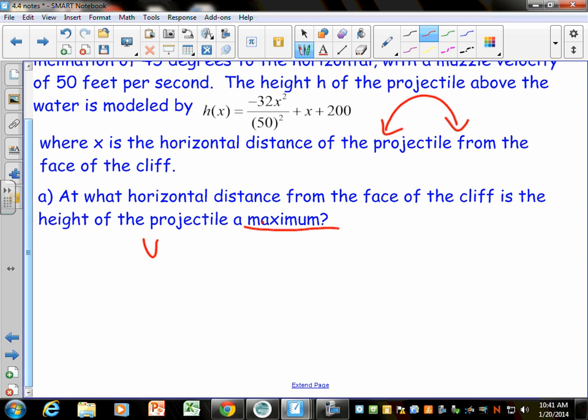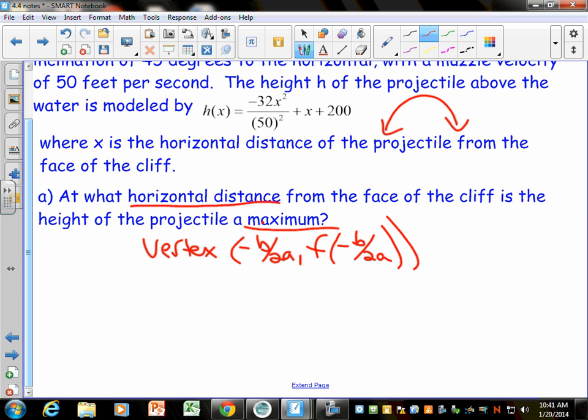But here's the idea. We're doing the vertex. And the vertex is negative b over 2a, and then f of negative b over 2a would give you the y value. Do you know which one of them I need? If I want the horizontal distance when it's a maximum, do I want the x coordinate or the y coordinate? It says right here that x is the horizontal distance. So if they want the horizontal distance, I just want the x value. The weird part is a is a really ugly number up there, right? But you have a calculator, you can use the calculator.